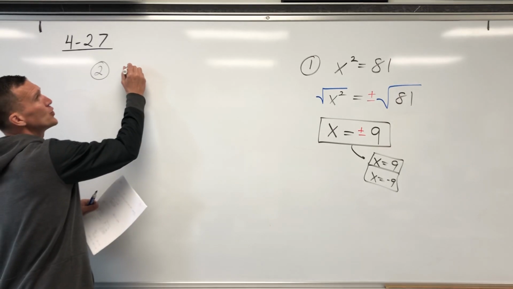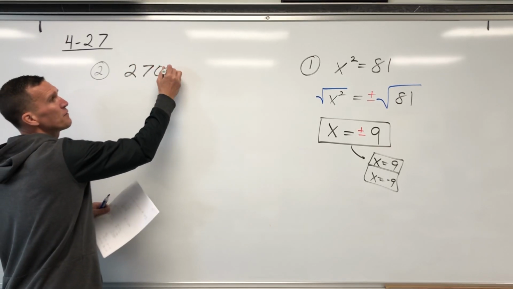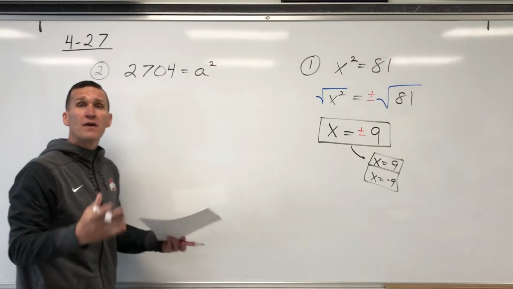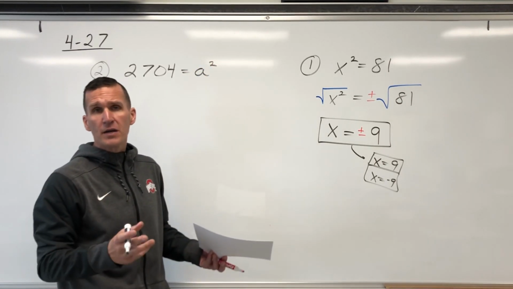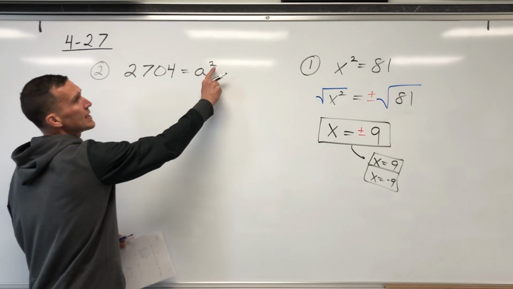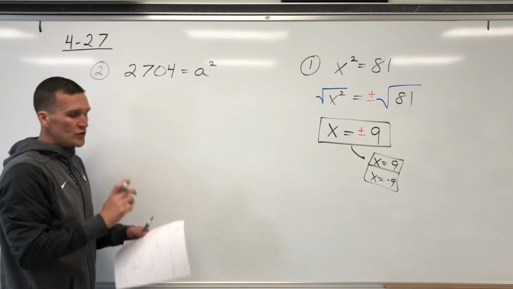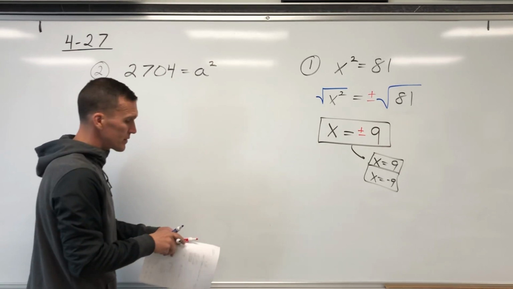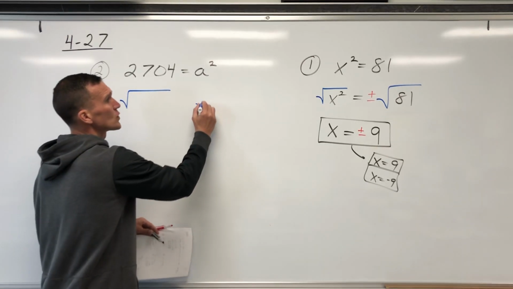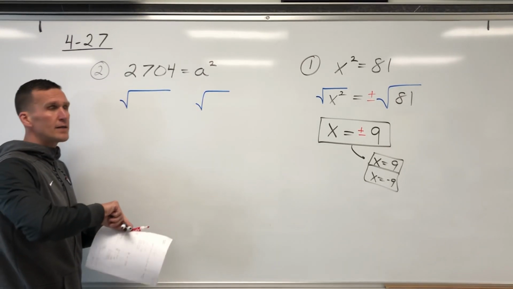If I have 2,704 is equal to a squared. Now the variable doesn't matter, so don't worry about x or a or y or z. But I need to get a by itself. So what is the opposite of squared is square root. So I put a square root on the left side and a square root on the right side.